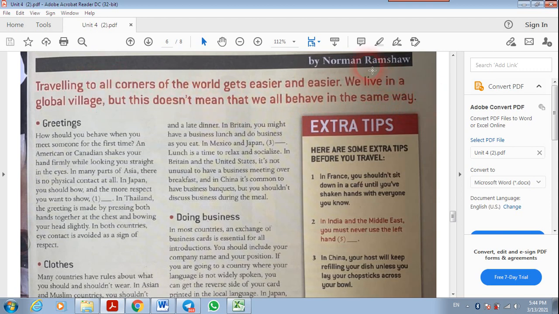Why is it a global village? Why does he describe the world as a village? Because, due to or owing to the development and advances in transportation technology, it has become very easy for us to go from one country to another. And this will take us like a few hours.